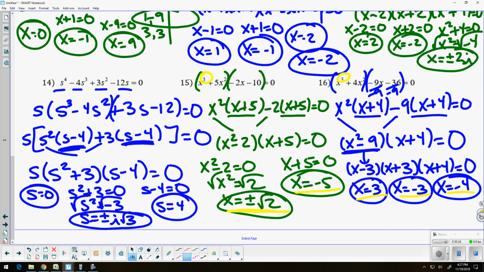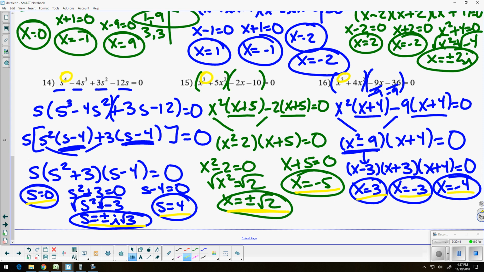And then the previous one was s to the 4th power. We got 4 answers. We got 0, positive i square root 3, negative i square root 3. Again, that's 2 answers. So that's 3 so far. And then get s equals 4. So that's going to be 4 answers altogether.